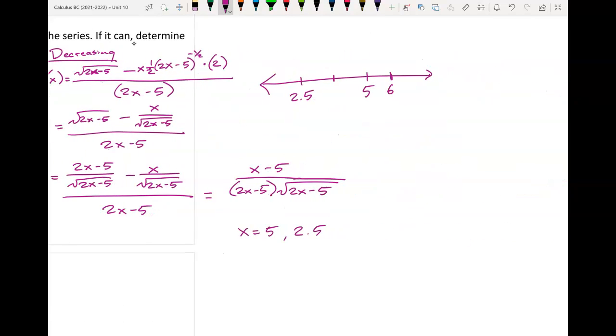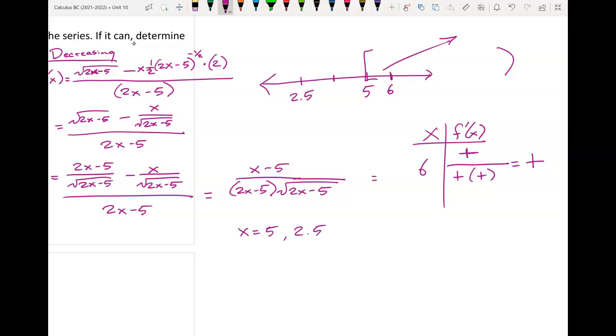So let's pick 6, okay? Because we know this is going to be our last interval from this way, right? So let's check 6. If I do 6, the top is negative, right? Bottom would be a positive times a positive. So what's my result? Wait, no. Top is positive, thank you. Positive, and this is positive times positive, so I have a positive. So what's happening? It is increasing.